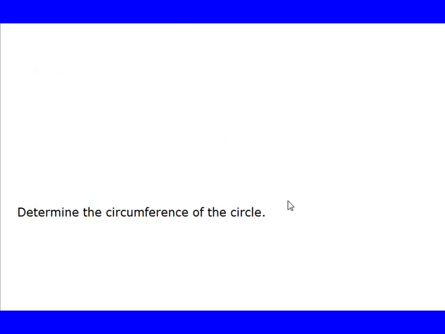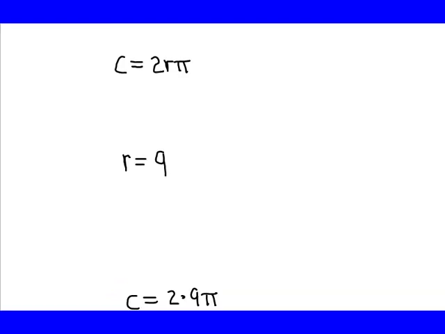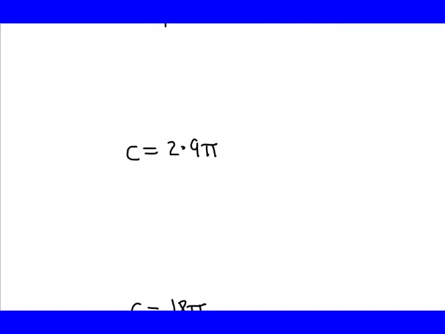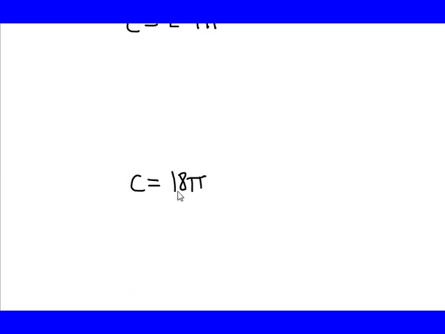We're going to determine the circumference of the circle, as I said before. I'll repeat it myself. So here goes the formula. The circumference is the measure around the circle. That's equal to 2 times r times pi. For this circle, we were given that r is 9, so in place of r, we substitute the 9. So we now have 2 times 9 times pi. So the circumference of that circle is 18 pi.